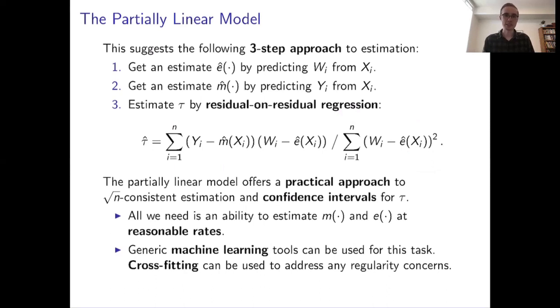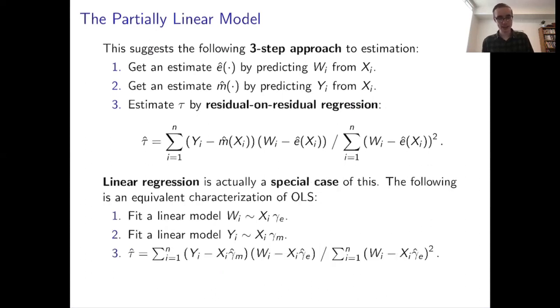The theorem essentially tells you that, as long as you use cross-fitting, you can ignore the sampling error of m hat and e hat in building confidence intervals when the conditions of the theorem hold. And that gives you a very simple way of constructing confidence intervals.